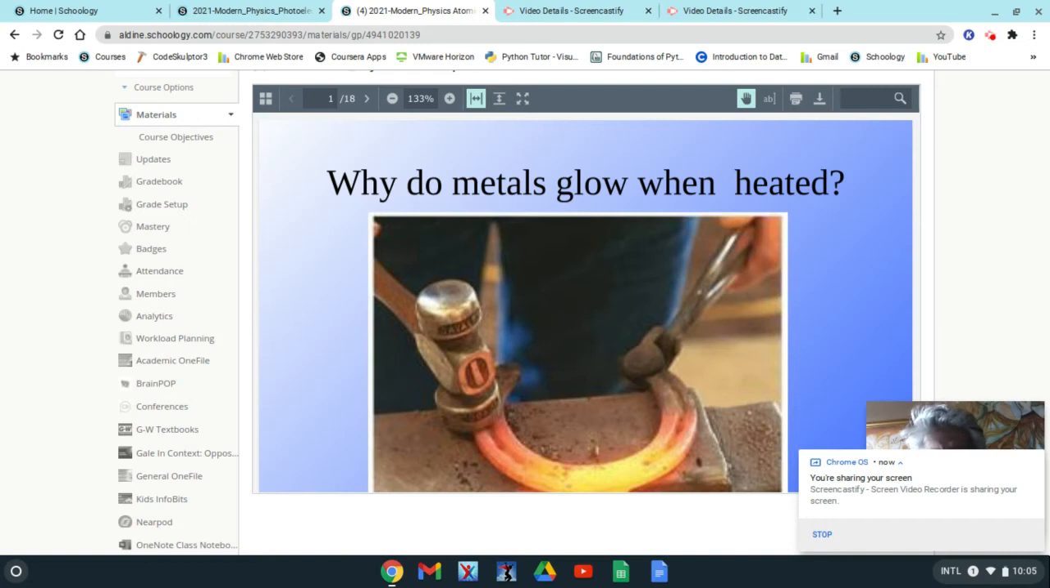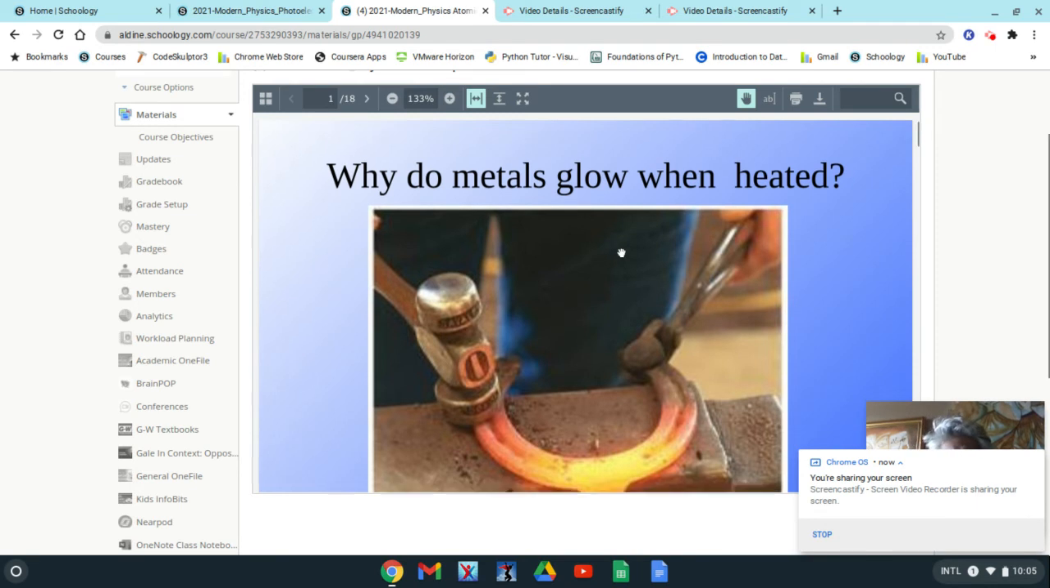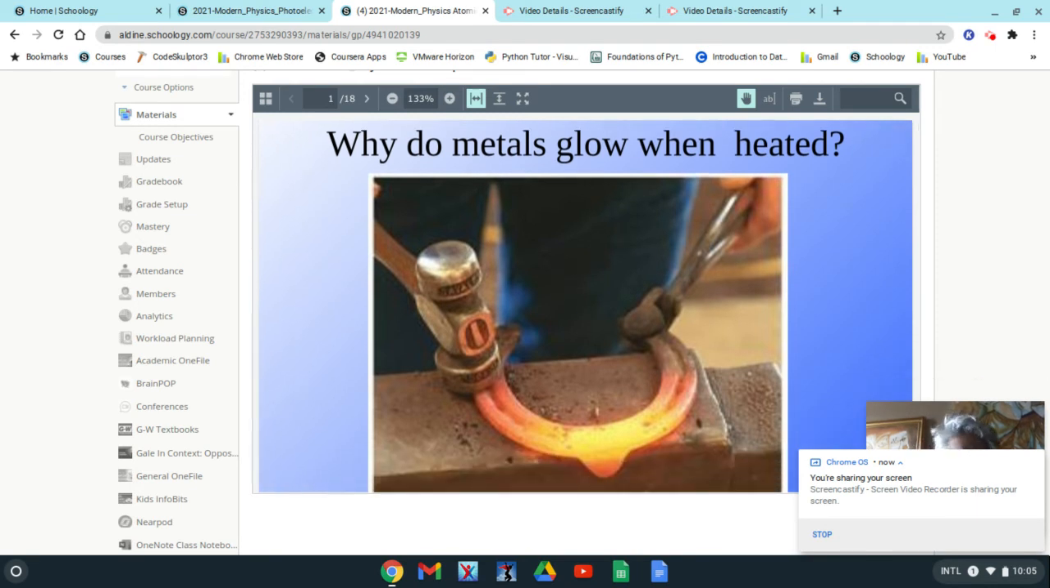And now we come to the final layer of modern physics. Talk about one more interesting phenomenon. There was a question back in the days: why do metals glow when heated? It couldn't be explained. Where did that light come from when you heated something up?